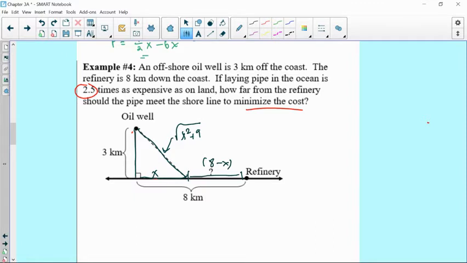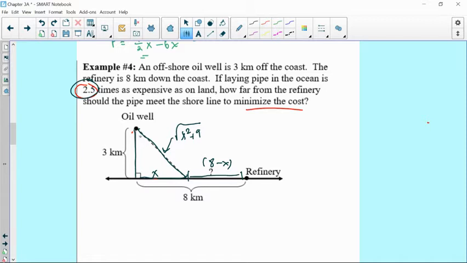Now, it says it's 2.5 times as expensive in the ocean as it is on land. So whatever it charges per kilometer, per meaning multiply. If it's this many kilometers, you multiply by, let's say, $100 per kilometer, then it'd be 100 times that, and that would be 2.5 times more than this. It doesn't really matter what the actual cost is; for the unit rate, what matters is that it's 2.5 times.